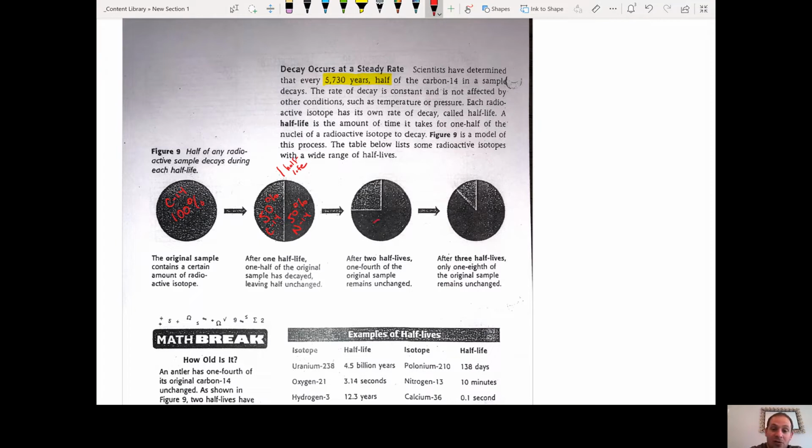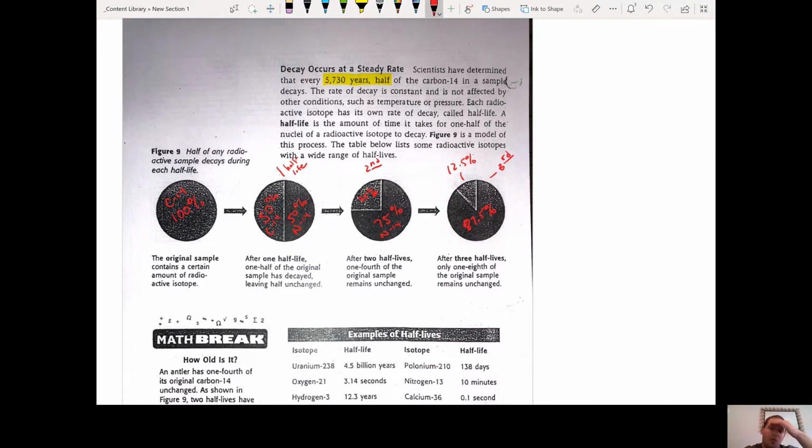The second half-life, you take half of the carbon-14, you convert it over, so now you have 75% nitrogen-14 and 25% carbon-14. Notice one thing, through each half-life, the total is always 100%. Okay, and then the last one here is 87.5% to 12.5%. And this would be your third half-life.